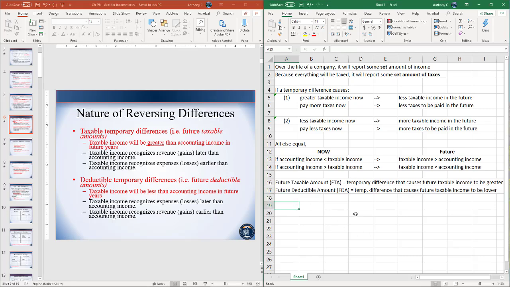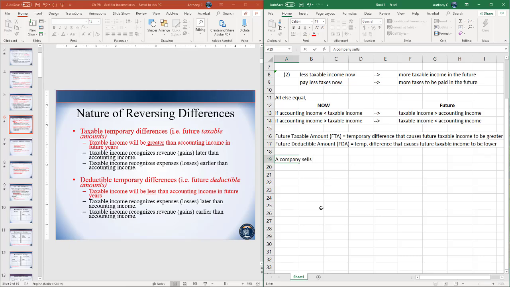We can again look at the example we used earlier to get a basic example. Earlier we said a company sells $10,000 worth of goods on account in 2018. They collect the $10,000 in 2019. So in 2018 we have accounting income of $10,000, because once we've made the sale, even if we haven't gotten the cash, we can recognize revenue or income. However, for tax purposes, we can't recognize the $10,000 in revenues until we collect it in 2019. So we have taxable income of 0.